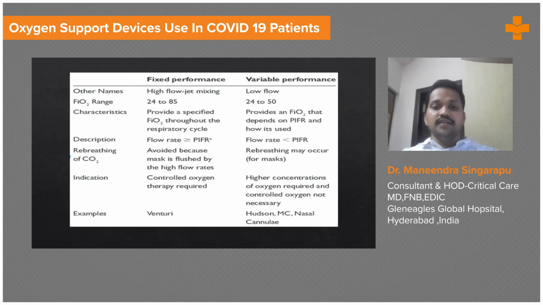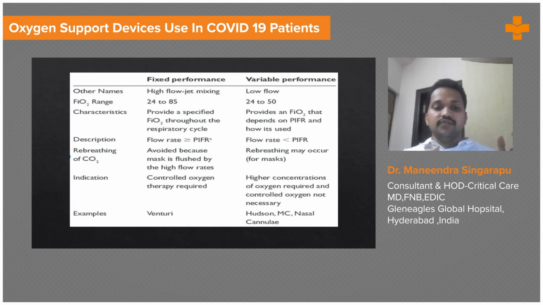In a fixed performance device, as I already told you, FiO2, that is the fraction of inspired oxygen, is fixed in a fixed performance device and is variable in a variable performance device. So it provides a specified FiO2 throughout the respiratory cycle. Here it provides an FiO2 based on the peak inspiratory flow rate or based on the patient's respiratory effort. So because the flow rate is fixed, CO2 rebreathing doesn't happen through the fixed performance device, but whenever you are using a variable flow device, rebreathing can occur.